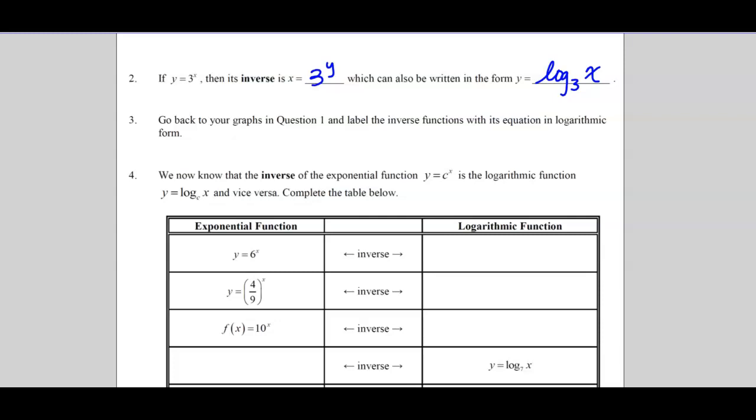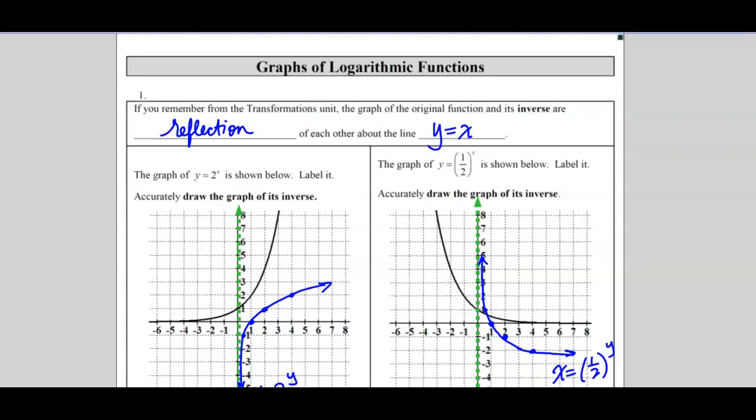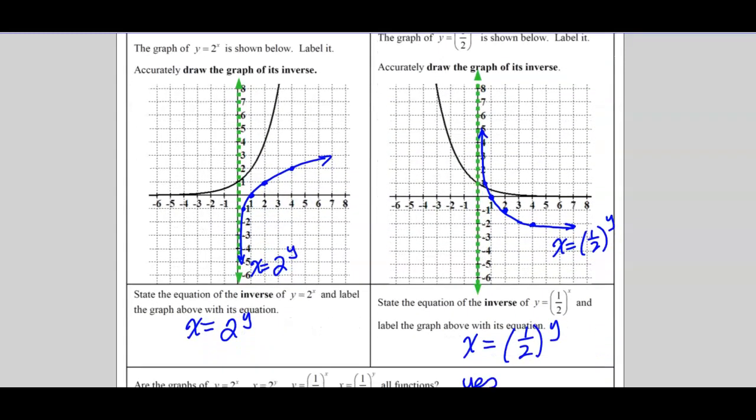Okay, so go back to your graphs and label the inverse functions with the equations in logarithmic form. So now, this is really y equals log of x base 1/2. This is really y equals log base 2 of x. You can also write it as y equals negative log to the base 2 of x. Because we have a lot of that.